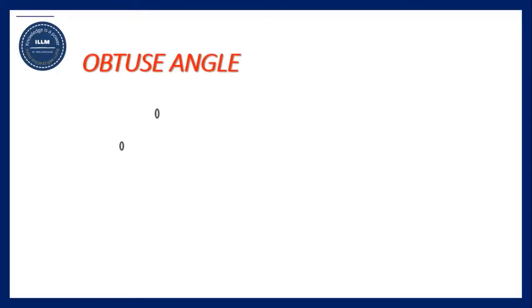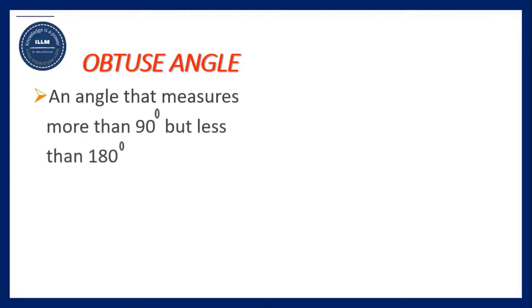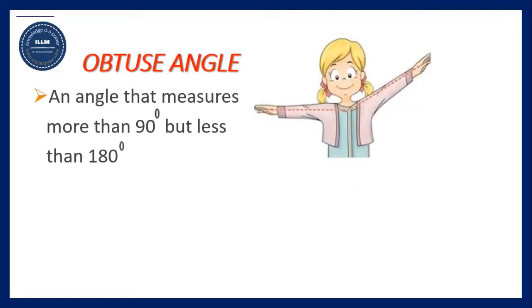Now I will tell you about obtuse angle. An angle that measures more than 90 degree but less than 180 degree is called an obtuse angle. Here you can see this little girl has opened her arms in such a way that she is making an obtuse angle. The space between her both arms is more than 90 degree but less than 180 degree. Here you can also see 120 degree, which is more than 90 degree but less than 180 degree. So we can call this obtuse angle.